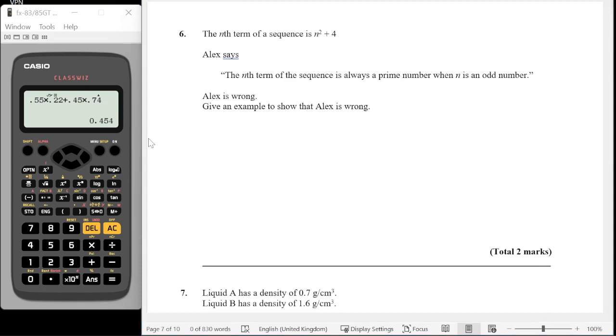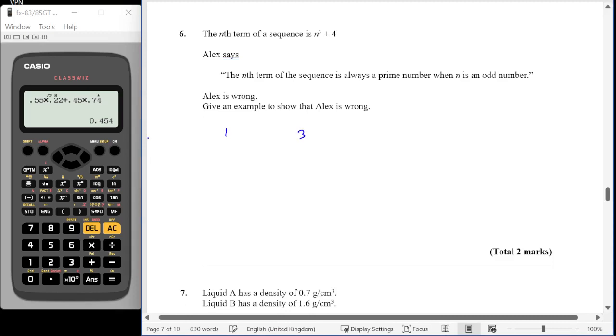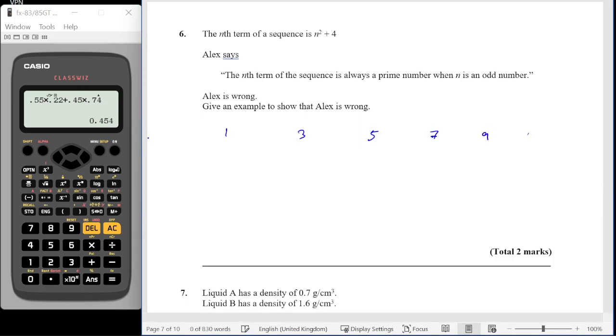Okay, question six. The nth term of a sequence is n squared plus 4. Alex says the nth term of the sequence is always a prime number when n is an odd number. Alex is wrong. Give an example to show that Alex is wrong. So it's not asking us to prove using algebra, it's just asking for an example. So if we start with the first few odd numbers, 1, 3, 5, 7, 9, and 11.